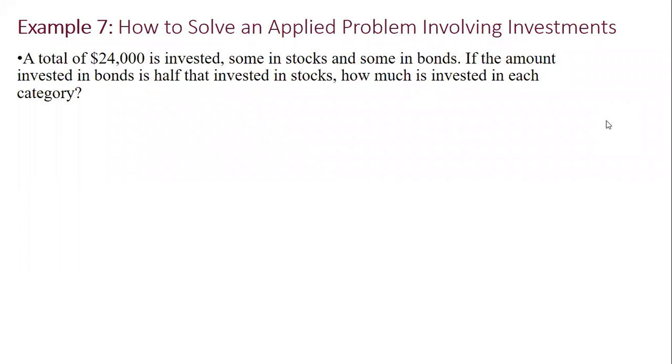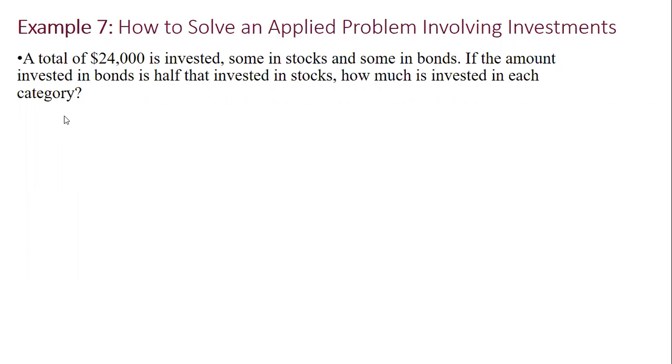Okay, time to think. A total of $24,000 is invested, some in stocks and some in bonds. If the amount invested in bonds is half that invested in stocks, how much is invested in each category? All right, so we're gonna follow the rules. So we read, we're gonna identify our variables. So we're gonna make one X and one Y, right?